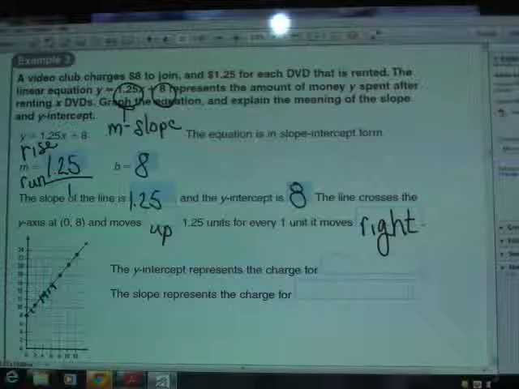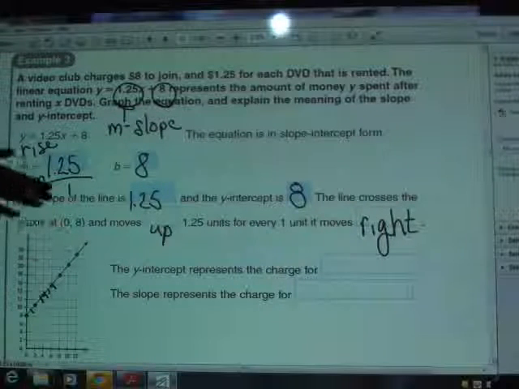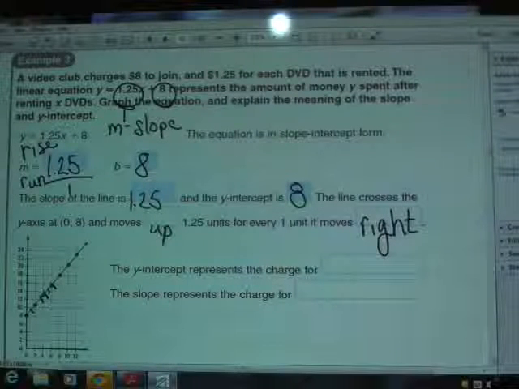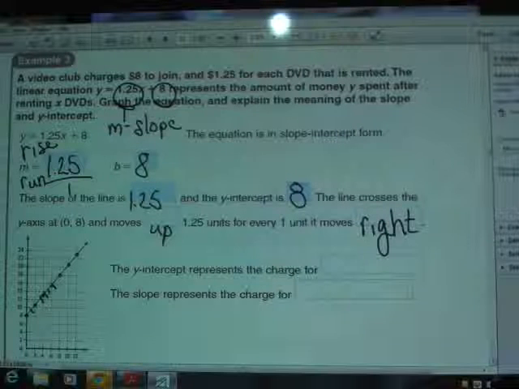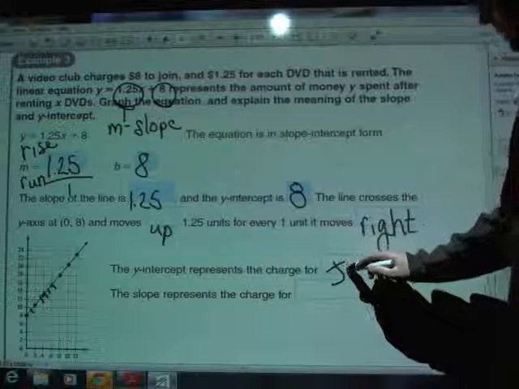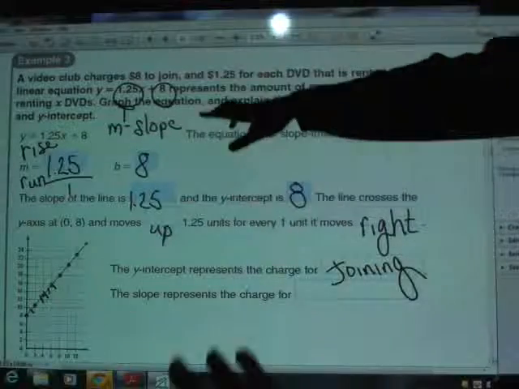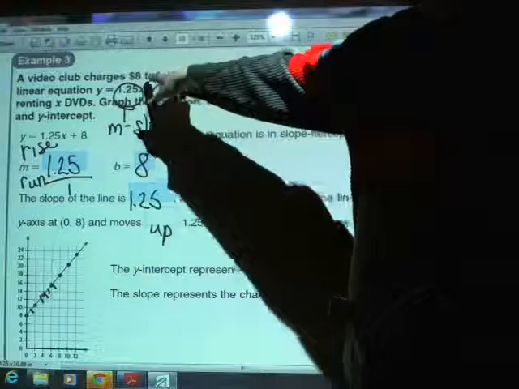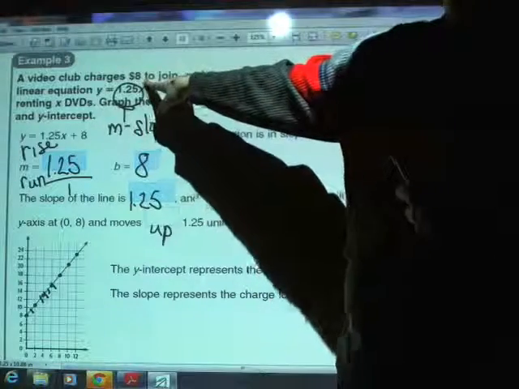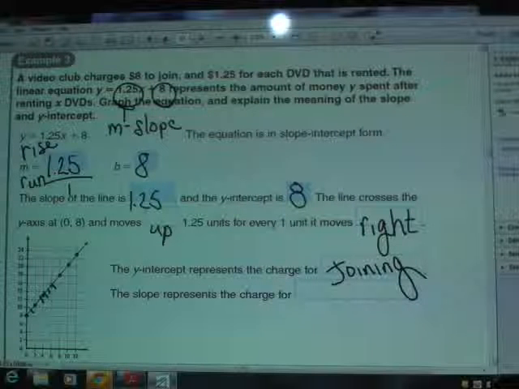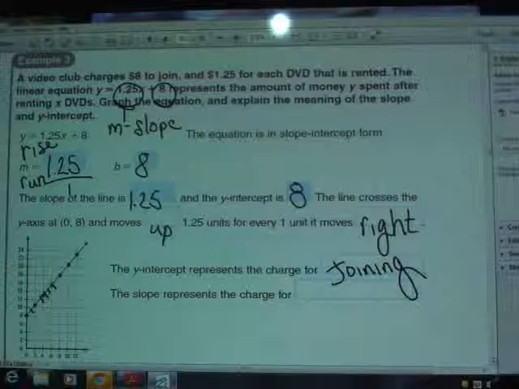So now let's look at what these numbers mean here. All right, the y-intercept here represents the charge for joining. How do we know that? Well, take a look. Where does the graph go over the y-axis at? It goes over at 8. If we come back up here to the question, it said initially that the club charges $8 to join. So the y-intercept represents what you have to pay for just joining. Whether you end up renting 1 DVD or 2,000 DVDs or even no DVDs, you have to pay $8 just to be in the club.